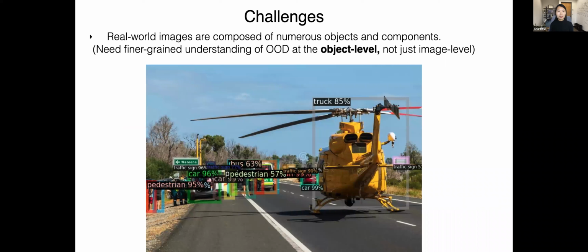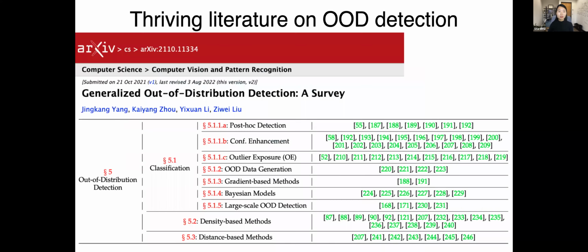One last challenge is that real-world images are composed of numerous objects and components, like shown in this picture, right? And therefore, we need finer-grained understanding of this out-of-distribution at the object level, beyond image level. And over the years, we have seen a surge of interest in this challenging problem space. And really, it's great to see a thriving literature on OOD detection. And very recently, my co-authors and I have composed a comprehensive survey that covers the methodologies developed in this space. And in this talk, I'll try to unpack some of these.